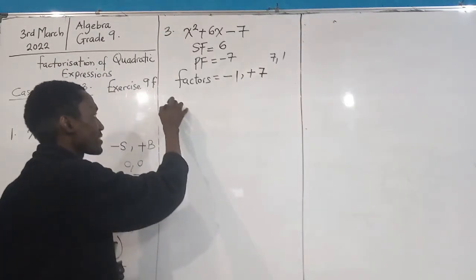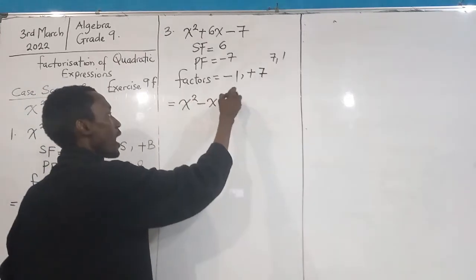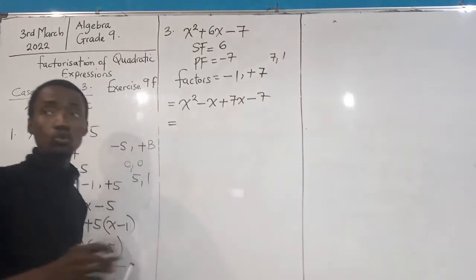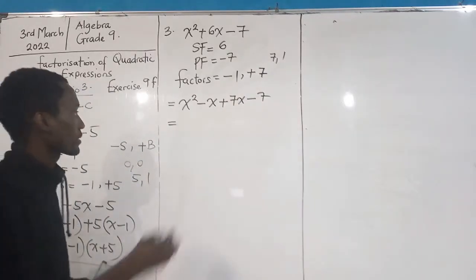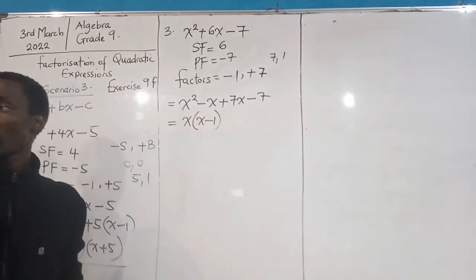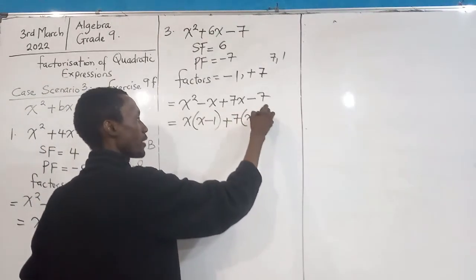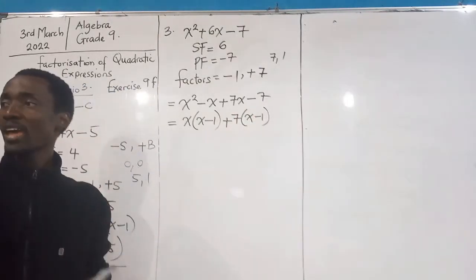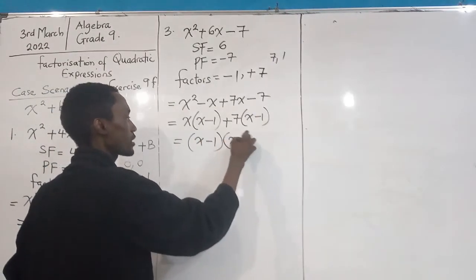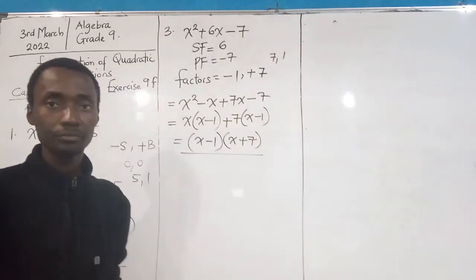Now I will write, as I've advised, the negative first, and then you write the positive. The next thing you want to do is to factor out x from this place, and you're left with x minus 1. And the next thing you want to do is to factor 7 from the rest, leaving x minus 1. What's common to both? x minus 1. And that will be x plus 7. And that solves that question.